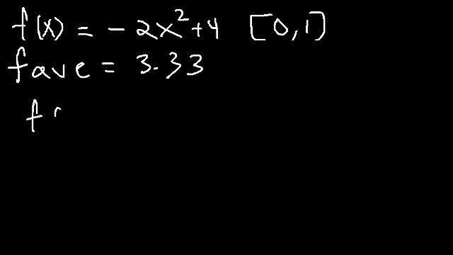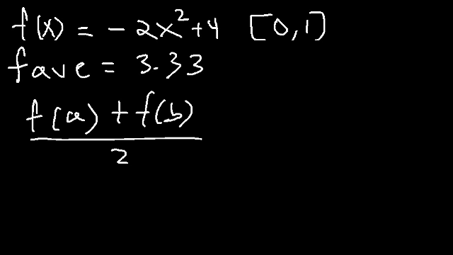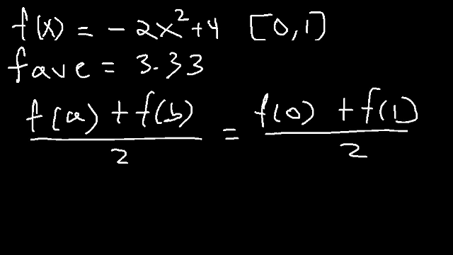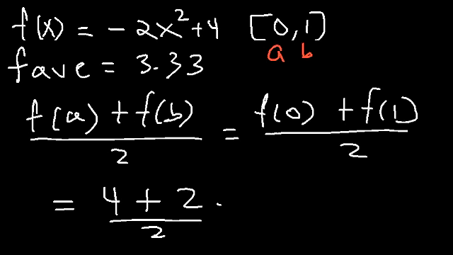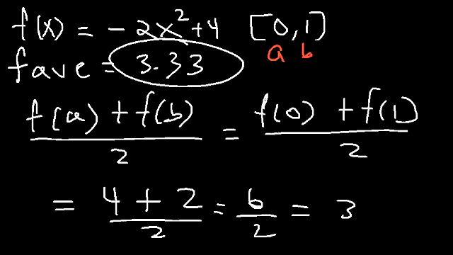Now let's calculate the average of f of a and f of b. Actually, this should be f of 0 plus f of 1, divided by 2. F of 0 is going to be 4. F of 1 is negative 2 plus 4, which is 2. So this is 6 divided by 2, this is 3. So notice that this time, the average y value of the function is greater than the average of f of a and f of b.